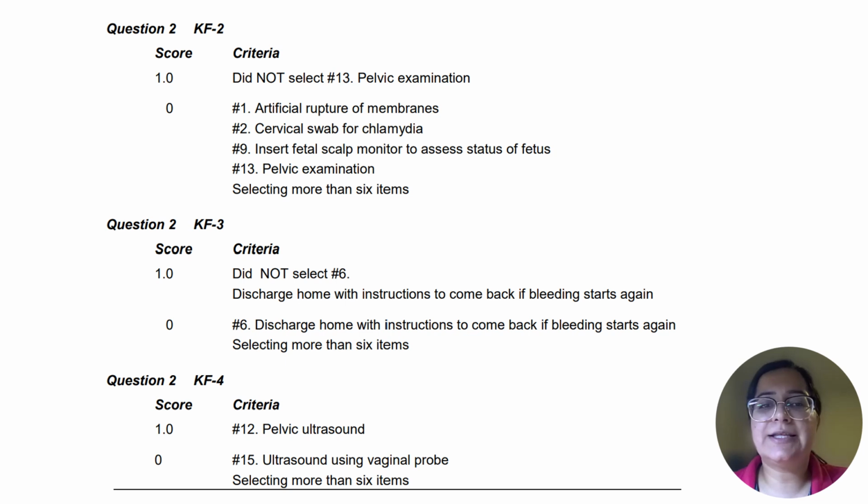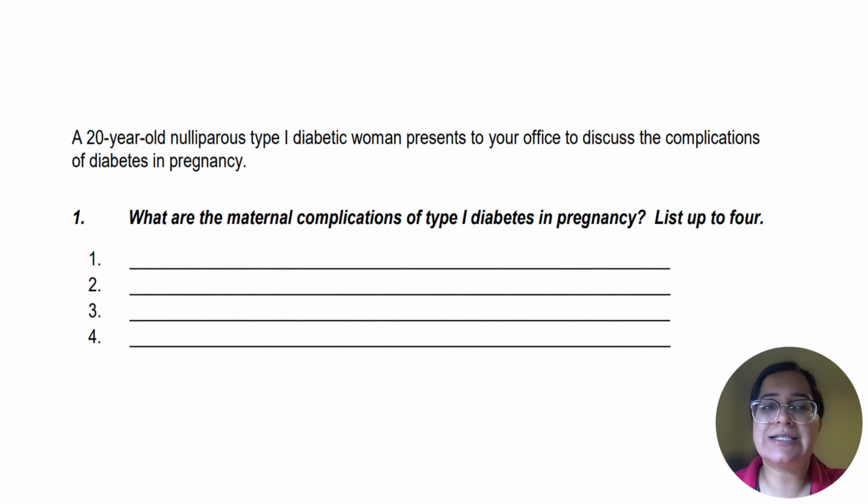Then the second is you do not discharge the patient home in this scenario. And the third is that you ended up choosing the right option, which is pelvic ultrasound, but there are zero marks for using any vaginal probes or selecting more than 6 items. So I hope it makes sense to stick to what they have actually asked you and not go overboard with the number of options that they have asked.